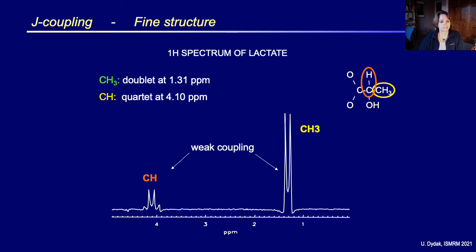As you can see in this last slide of this example, this is now measured in a lactate phantom, and you will appreciate that the signature looks exactly the same as in my cartoon, with a doublet at 1.3 ppm and a quadruplet at 4.1 ppm due to the weak coupling between these moieties.